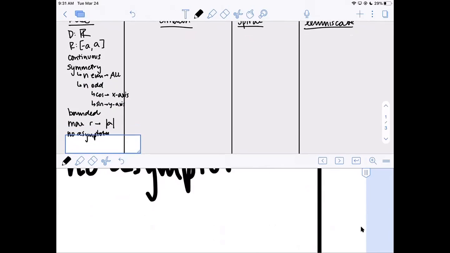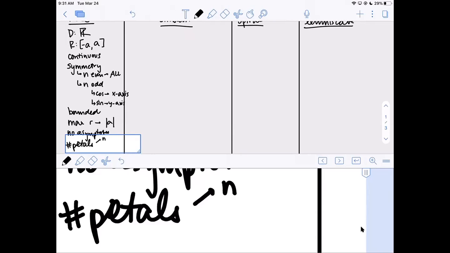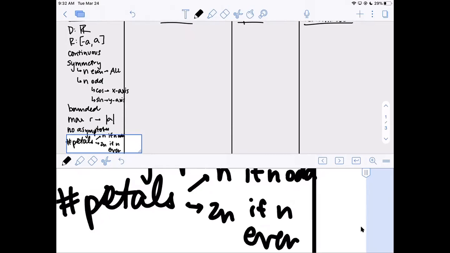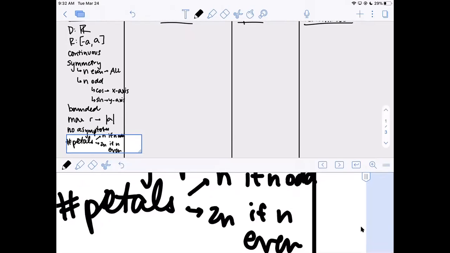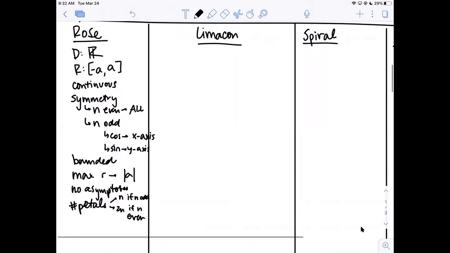And remember that something special is the number of petals. I'm just writing this again so you have it in a couple different places. It's n petals if n is odd, and it's 2n if n is even. Okay. Put that away just so you can see all of this. So these are things you can notice from our graph.